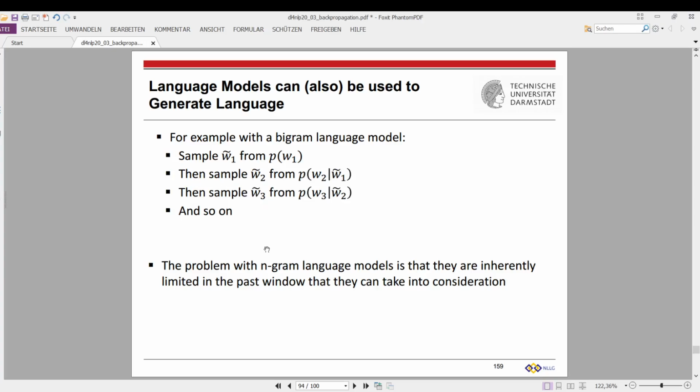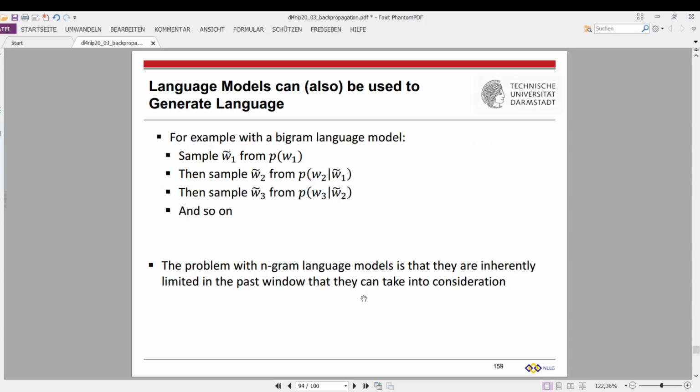Now, this is how n-gram language models can be used for language generation. The problem with n-gram language models is that they are inherently limited in the past window that they can take into consideration, because they can always only take a fixed amount of n previous words into consideration.